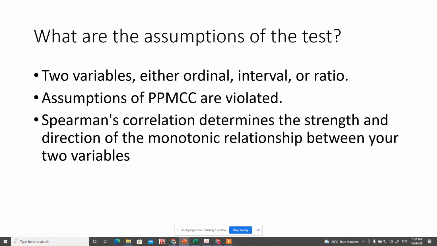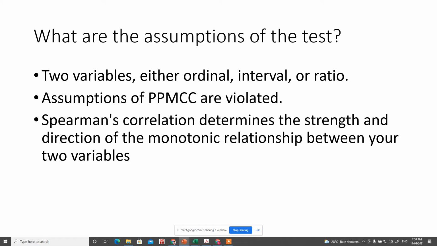Okay. So what are the assumptions of the test? We need two variables that are either ordinal, interval, or ratio. Although we would normally hope to use the Pearson product moment correlation coefficient on interval or ratio data, the Spearman correlation can be used when the assumptions of the Pearson correlation are markedly violated.